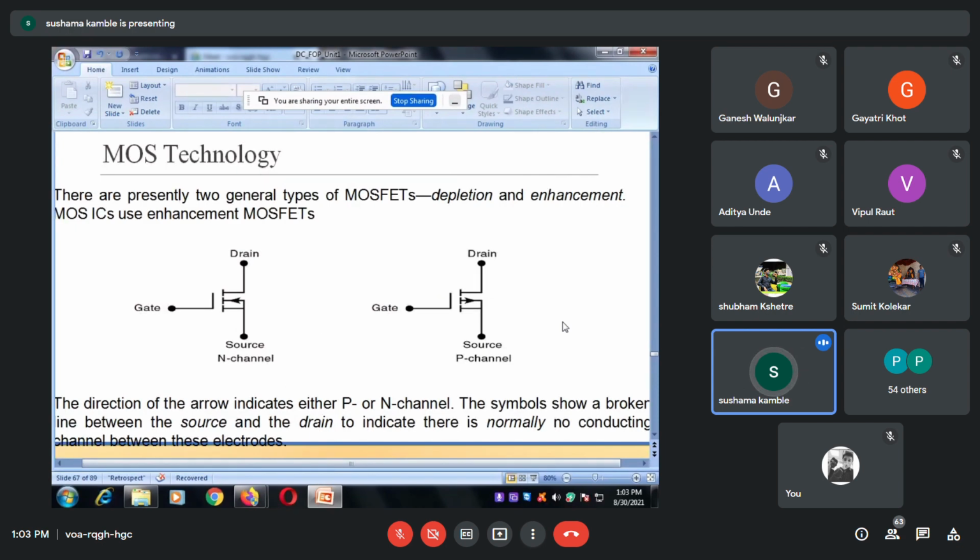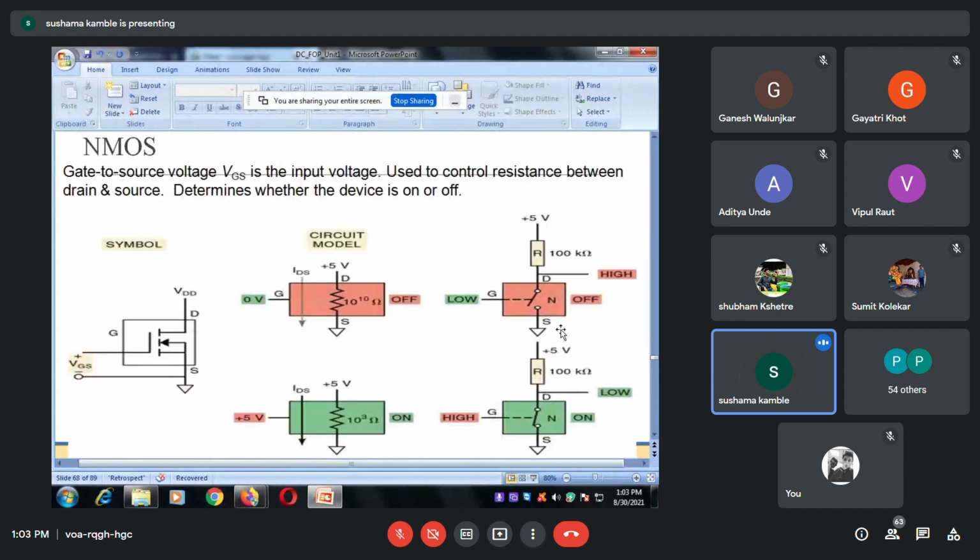See, this is a MOS technology. Again, we have seen these symbols: gate, drain, and source channel for N channel and for P channel. You just go through it. Nothing is there. Again, this is the same, when the NMOS will be on and the PMOS will be on or off. Just we have seen, and here it is shown in the form of a circuit model. And here it is shown like a switch.